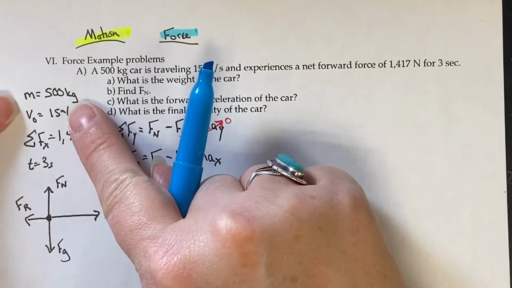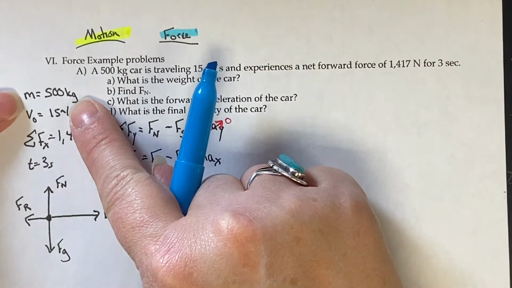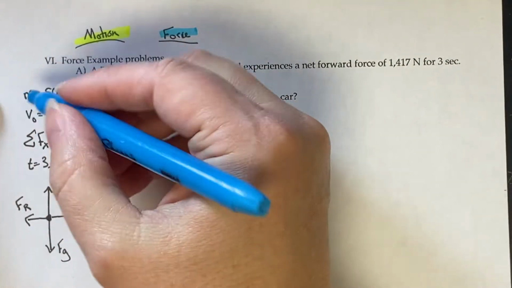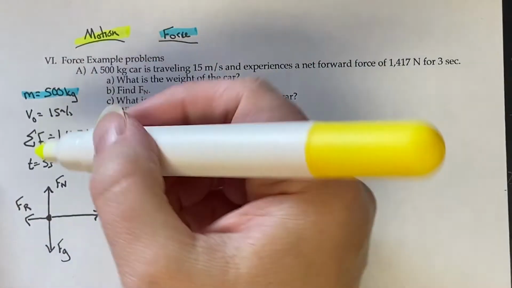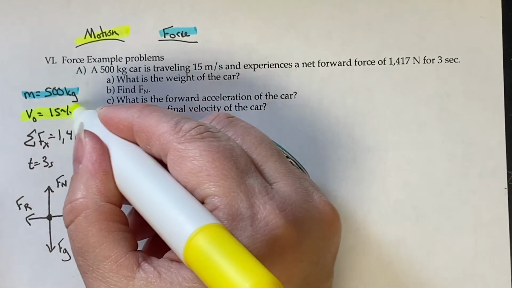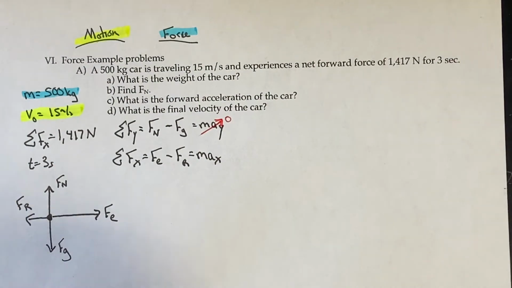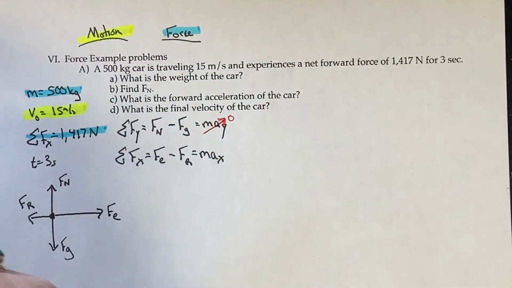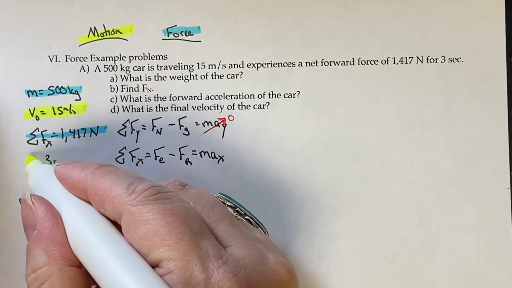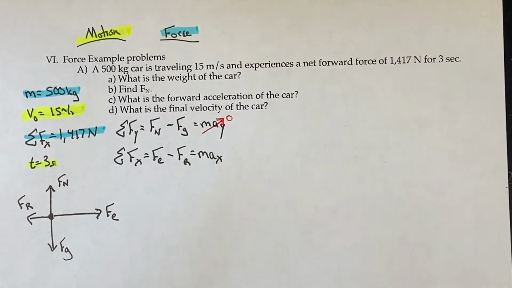So then let's go through and classify. Mass, kilograms, that's a force variable, so I'm going to highlight that in blue. V original was a motion variable. I'll highlight that in yellow. Net force, well, it's a force, so blue highlight. Time, that's a motion variable, so I give that a yellow highlight. Okay, now we are ready to start the question.